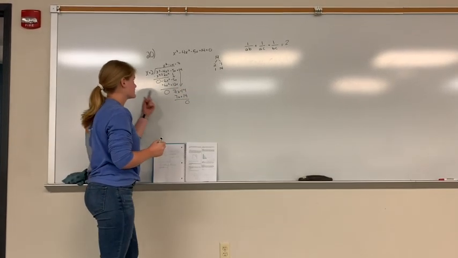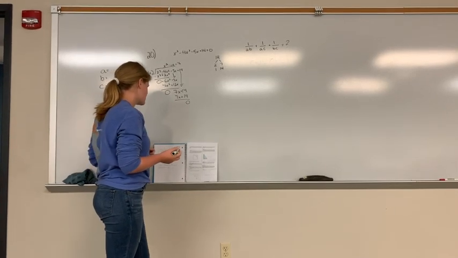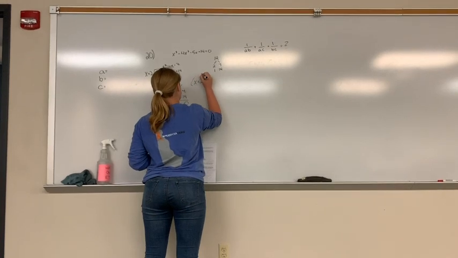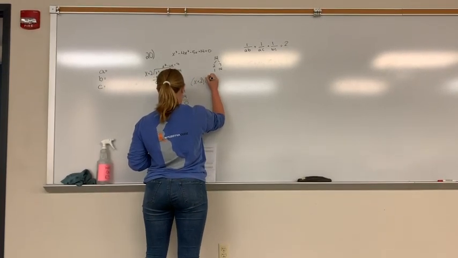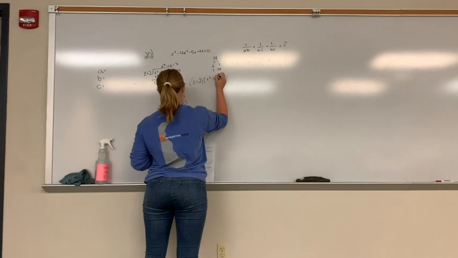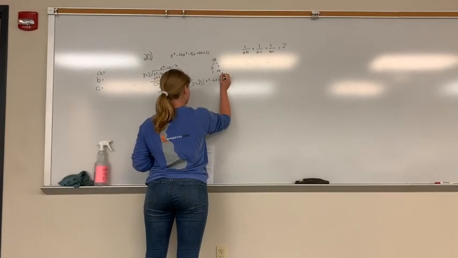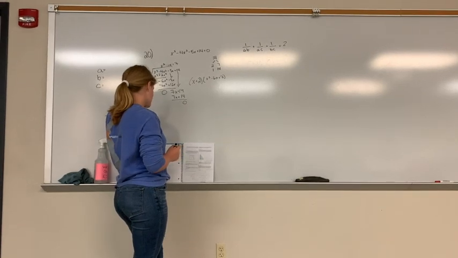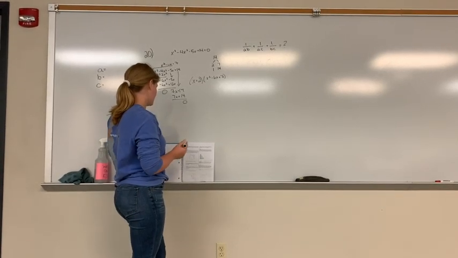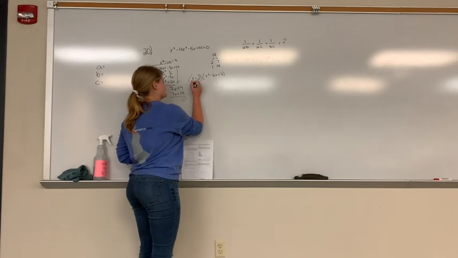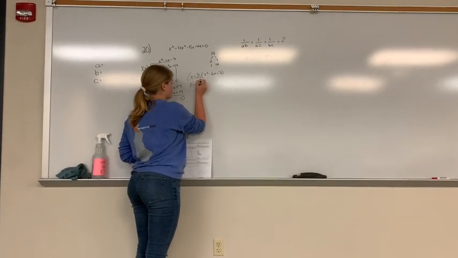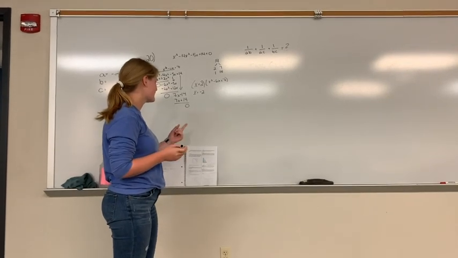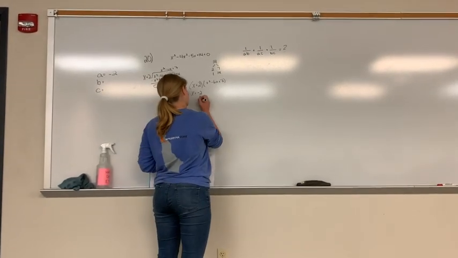So that's a factor. Then we take our two factors: x plus 2 times x squared minus 6x plus 7. This x squared minus 6x plus 7 does not factor. So our first answer is going to be x equals negative 2. We're going to use the quadratic formula to find the other two solutions.